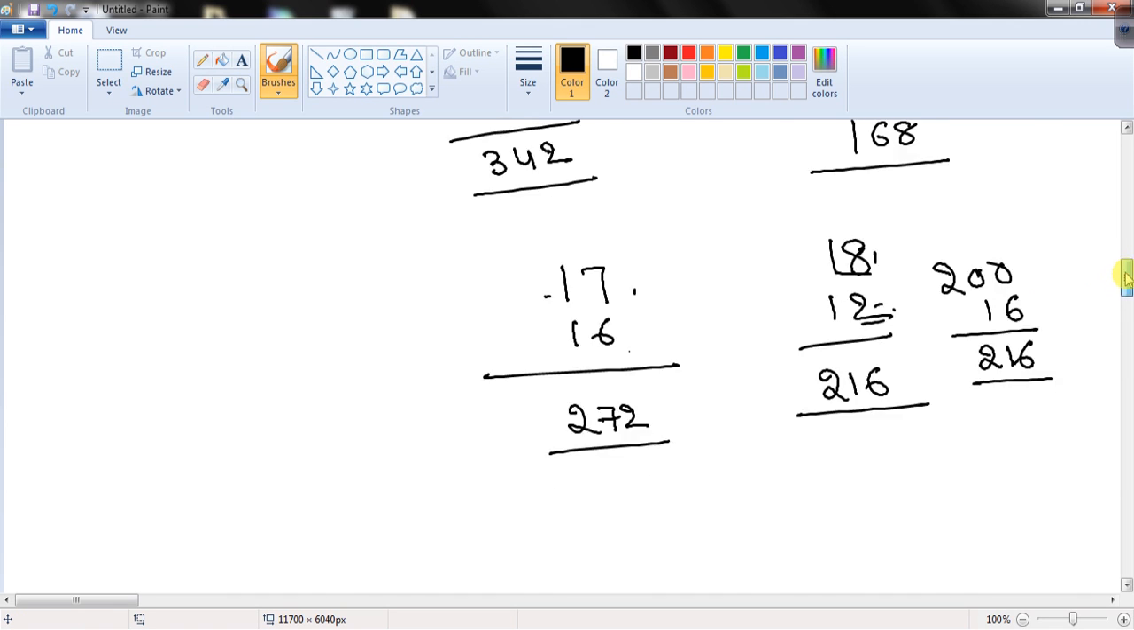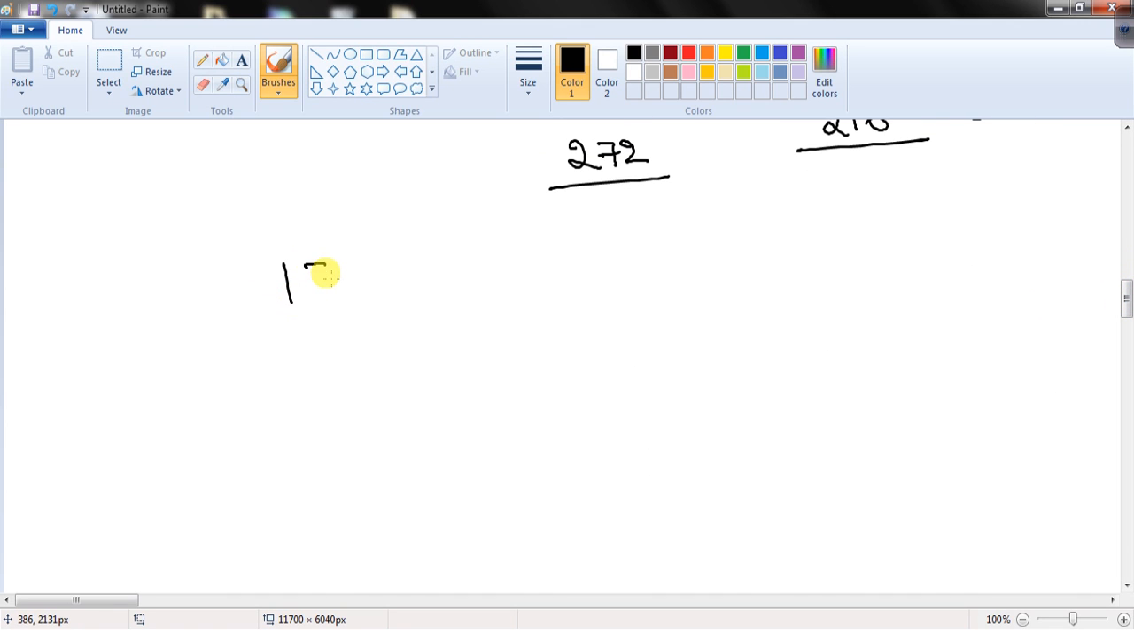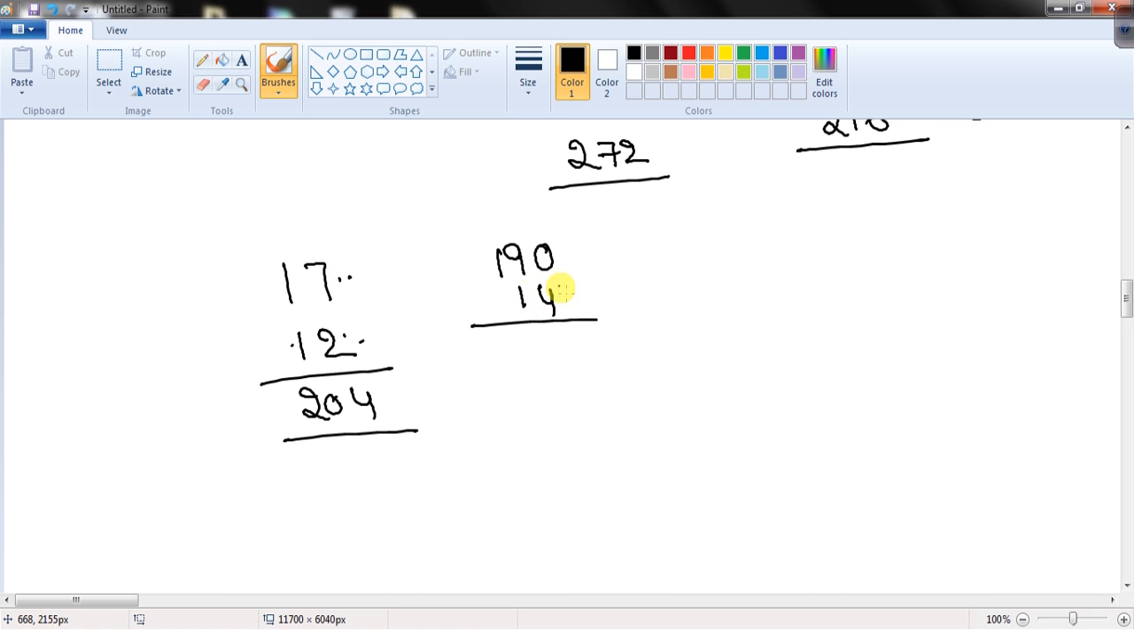So now try to do these questions. 17 into 12. 17 plus 2 is 19, so 190. 2 into 7 is 14. 190 plus 14, 204. 17 plus 2 is 19. So 190. 7 into 2 is 14. So 190 plus 14, which is 204.